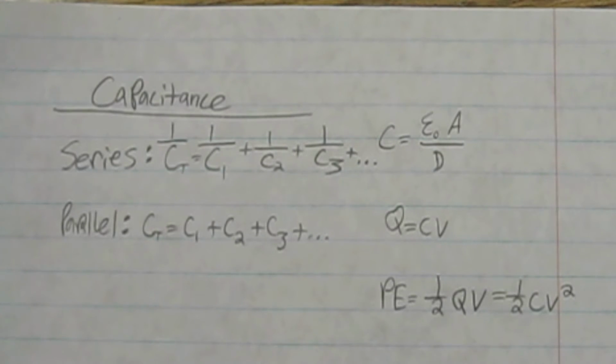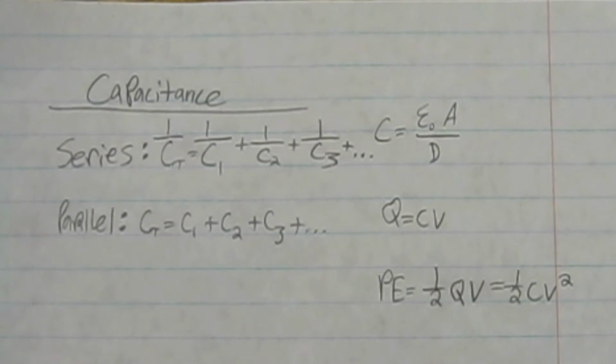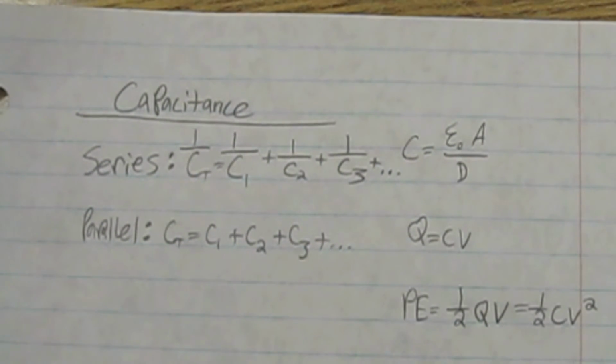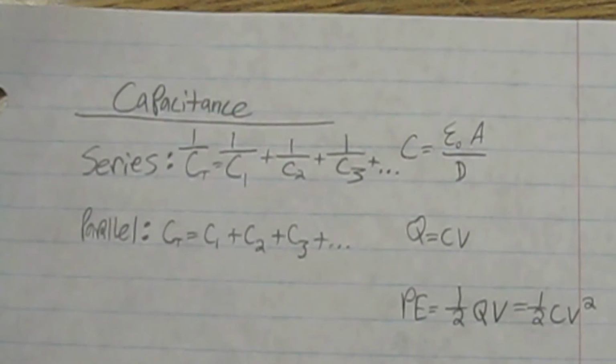Use the formula Q equals CV for any capacitor. To find the capacitance of a parallel plate capacitor only, you can use the formula C equals epsilon A over D. Capacitors also store energy. To find the potential energy in a capacitor, you can use PE equals 1/2 QV, that's the charge times the voltage, or 1/2 CV squared, that's the capacitance times the voltage squared.